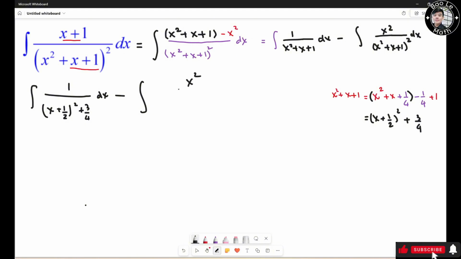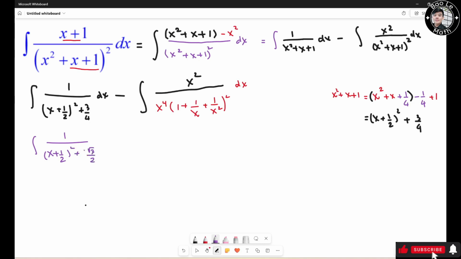I factor s² out of the denominator, and since it is squared, it turns out to be s⁴. So we have s⁴ times (1 + 1/s + 1/s²) all squared, ds. The first one I can rewrite as 1 over ((s + 1/2)² + (√3/2)²), and I can write ds as d(s + 1/2).